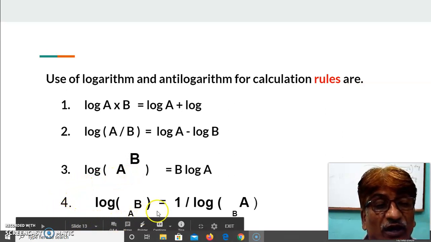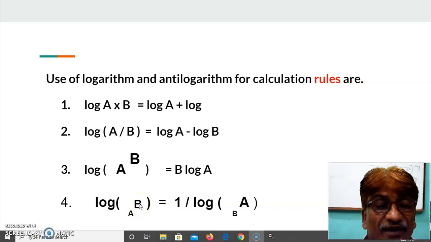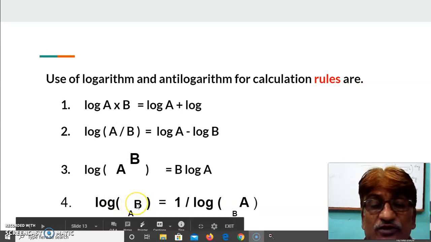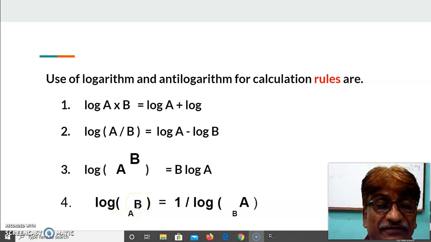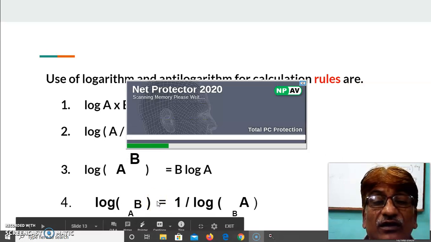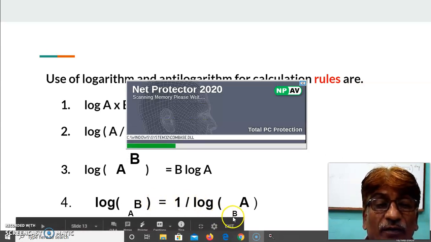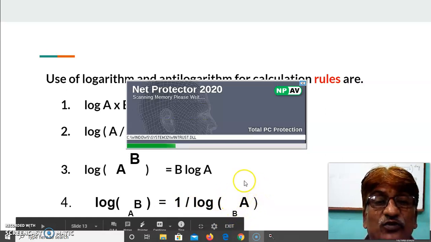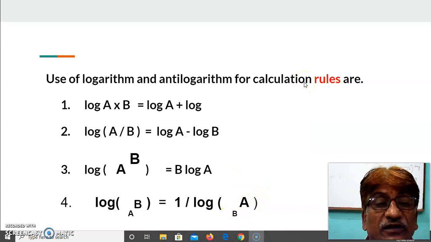The last formula is here: if log of A raised to B is there, then there is a rule. That rule will be 1 upon log of B raised to A. And using these four rules, these four rules can be implemented, can be used for calculations.